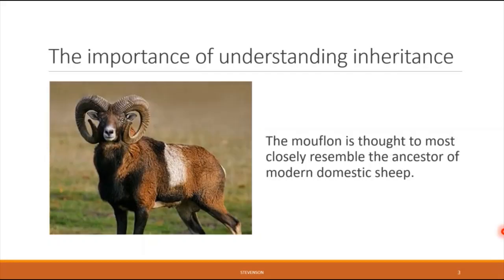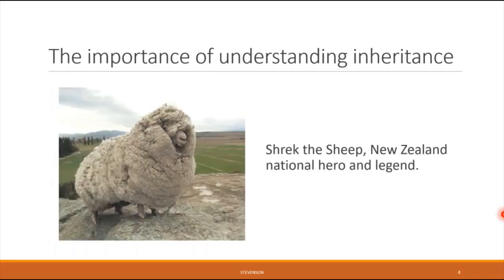For example, this guy right here is called a mouflon, and this species is thought to most closely resemble the ancestor of modern domestic sheep. Fast forward to today, and sheep look like this. This is Shrek the sheep from New Zealand. And Shrek was a sheep who managed to escape being sheared by hiding in a cave for 5 years. And over those 5 years, he was able to grow this massive amount of wool on him.